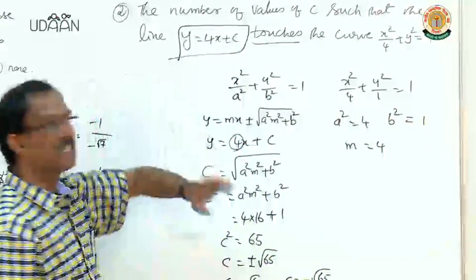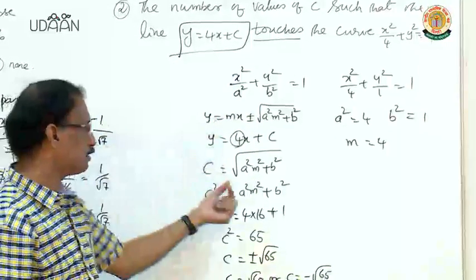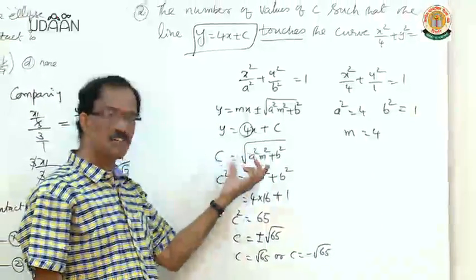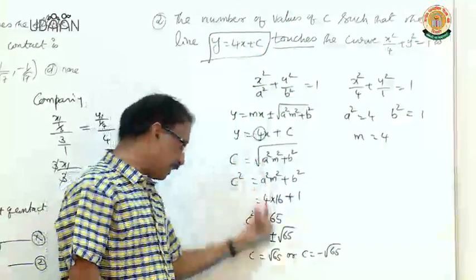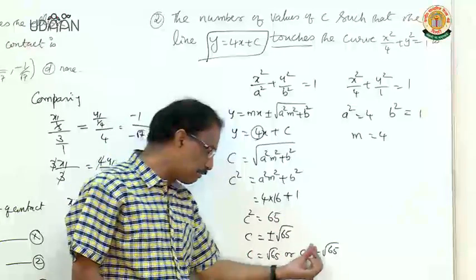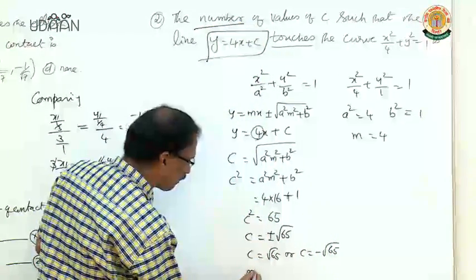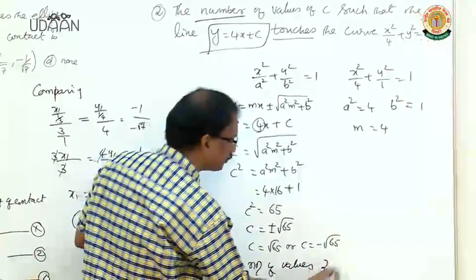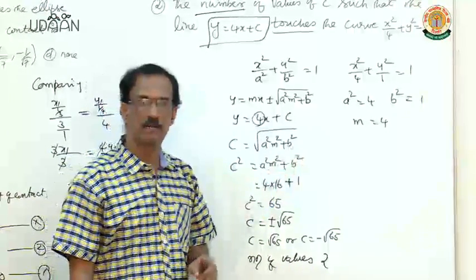What is the condition for this line to be a tangent? c must be equal to root of a square m square plus b square. That is the condition for this line to touch that ellipse. So from there we got the value of c as either root of 65 or minus root of 65. Here they are asking the number of values. The number of values you get is 2. Moving ahead, understood? Now let us see the next, third example.